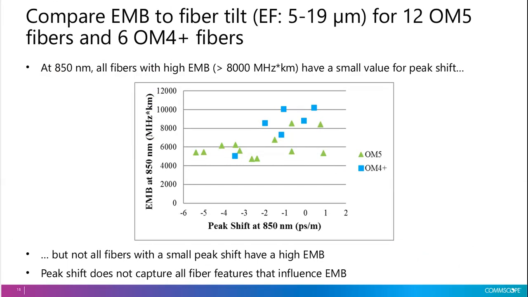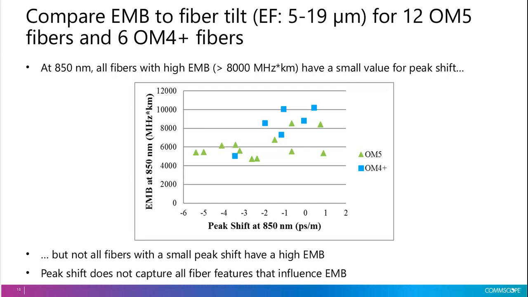So our next question is, how well can this peak shift parameter correlate with the EMB that we can measure from our fibers? So we're going to compare the EMB measured at 850 nanometers to the peak shift measured at 850 nanometers. And for the rest of this talk, we'll look at the encircled flux condition, the 5 and 19 micron positions. So we're going to look at that for the 12 OM5 fibers, they're the green triangles in this graph, and the 6 OM4 plus fibers.